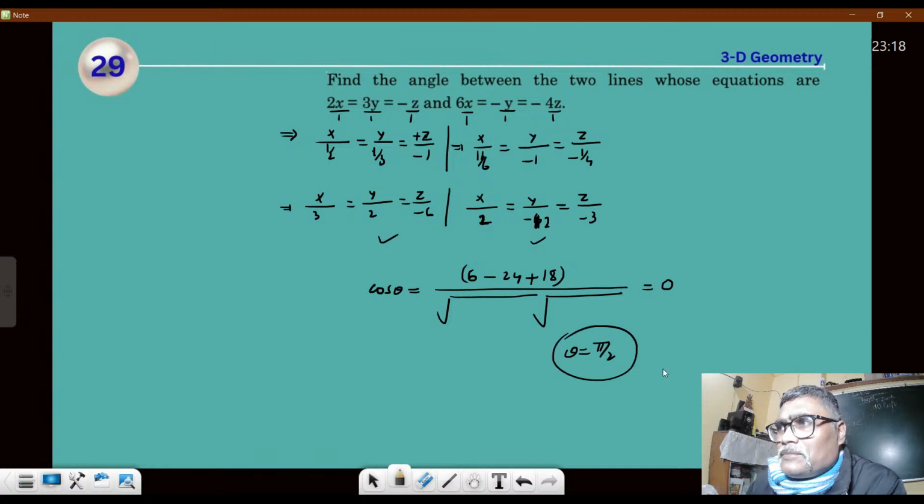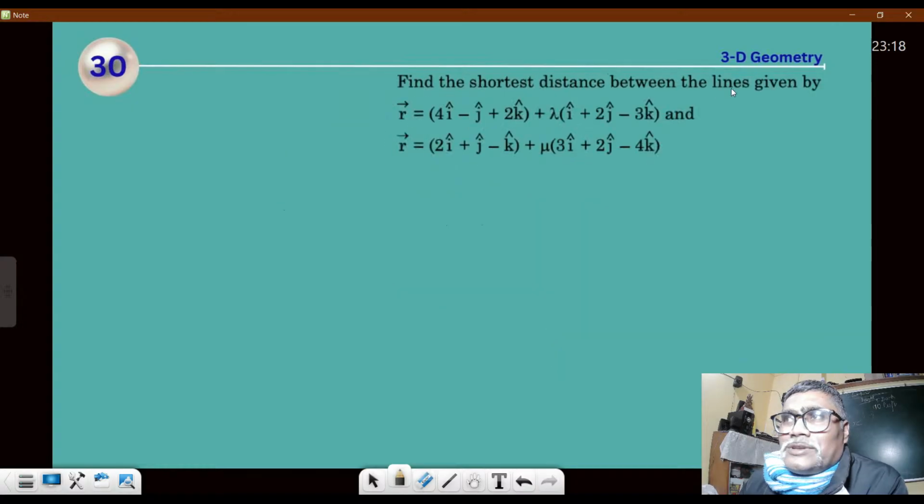Good question. It's a 3-mark question. Find the shortest distance between these lines. These are very direct questions. There is no point in discussing this. You can do it.